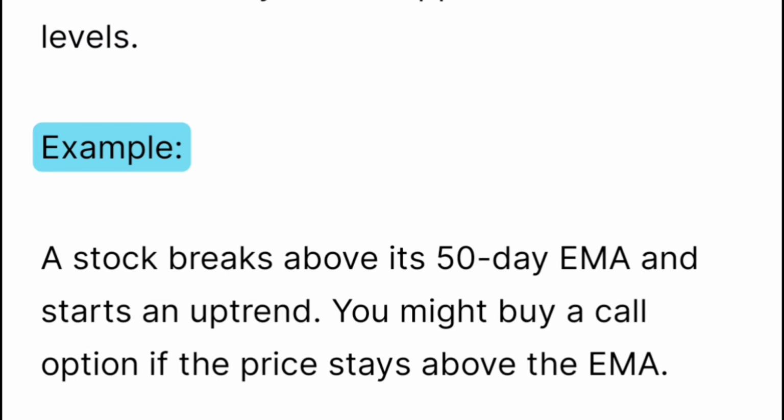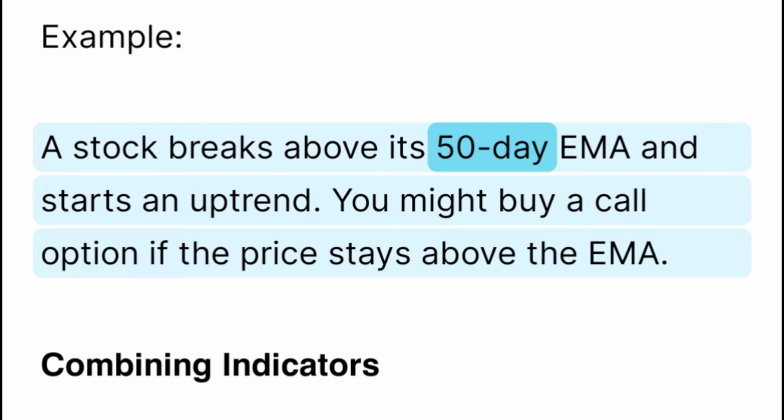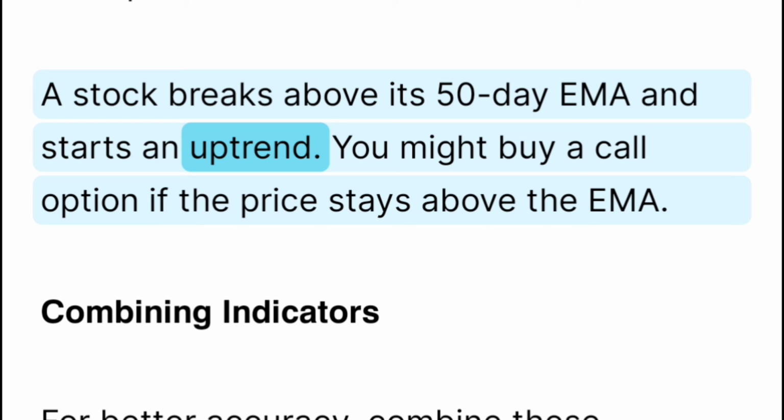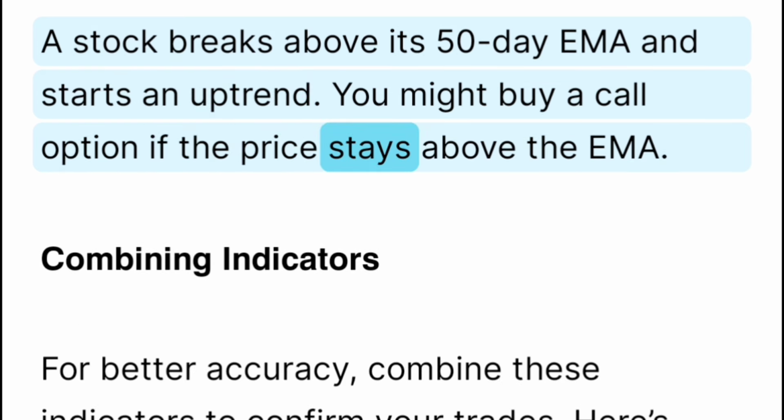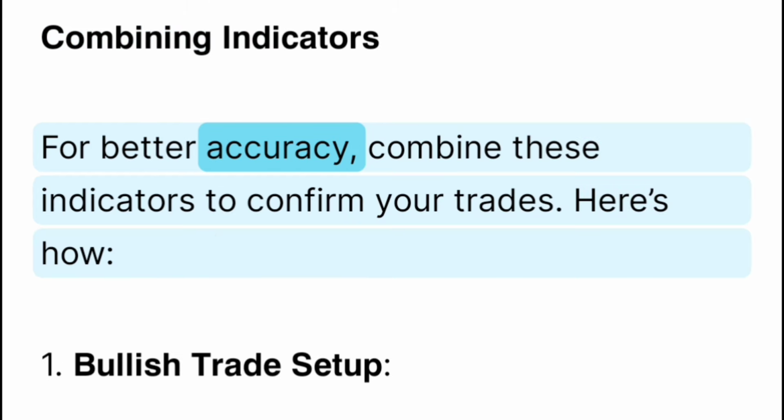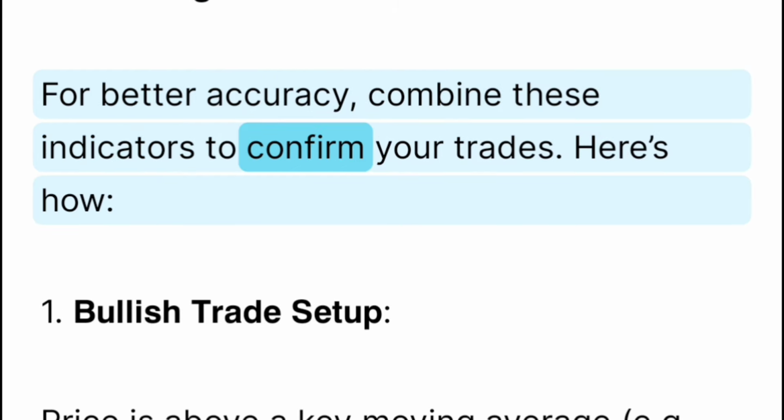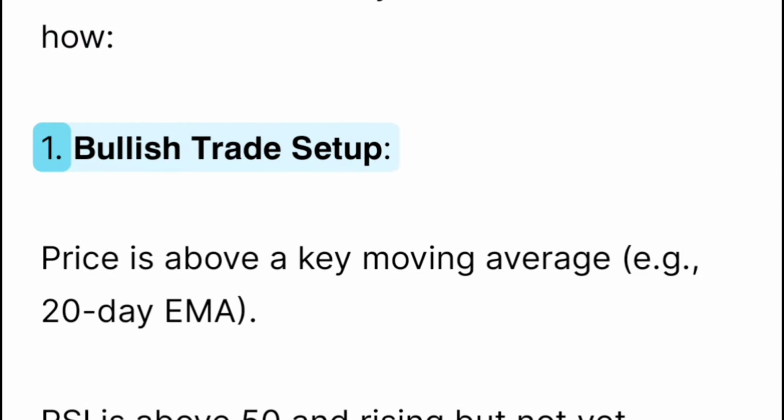Example: a stock breaks above its 50-day EMA and starts an uptrend. You might buy a call option if the price stays above the EMA. Combining indicators. For better accuracy, combine these indicators to confirm your trades. Here's how. 1. Bullish trade setup.